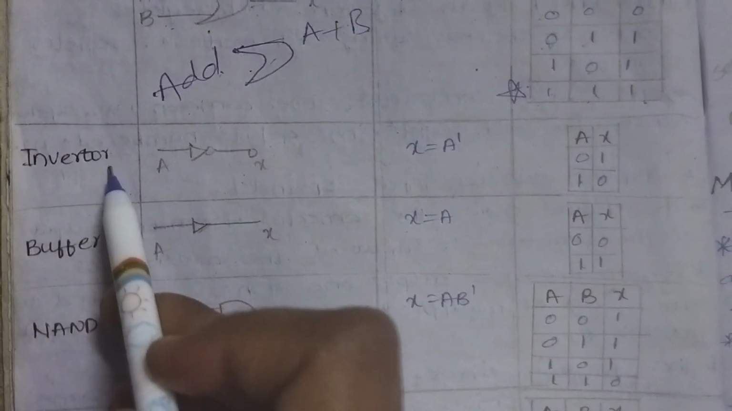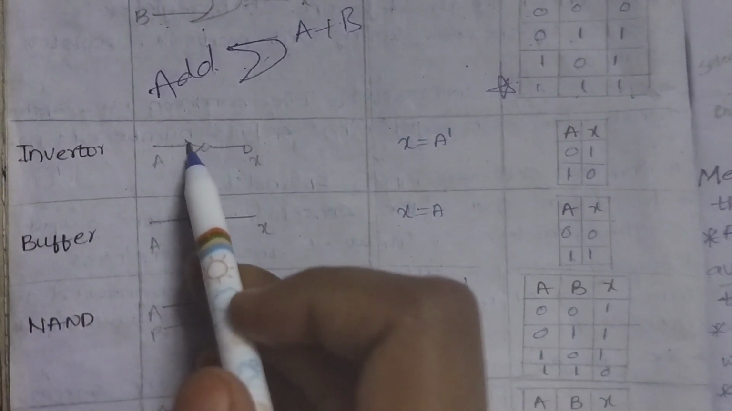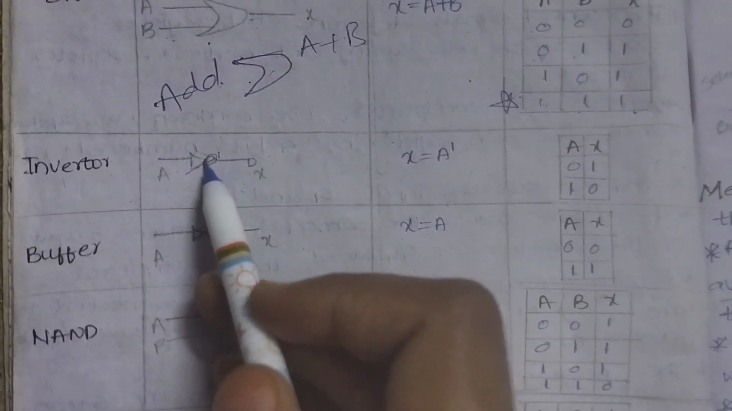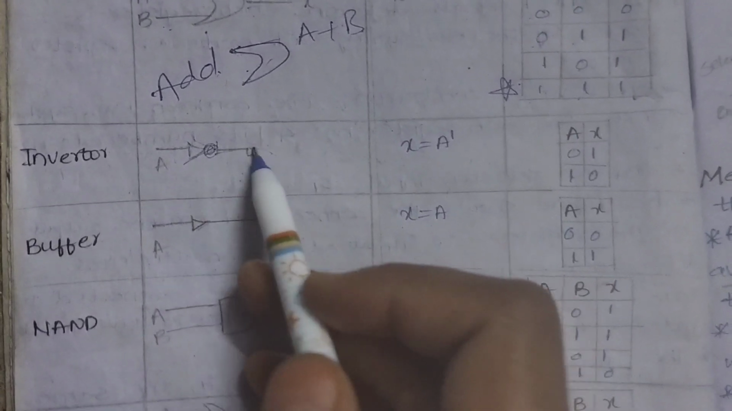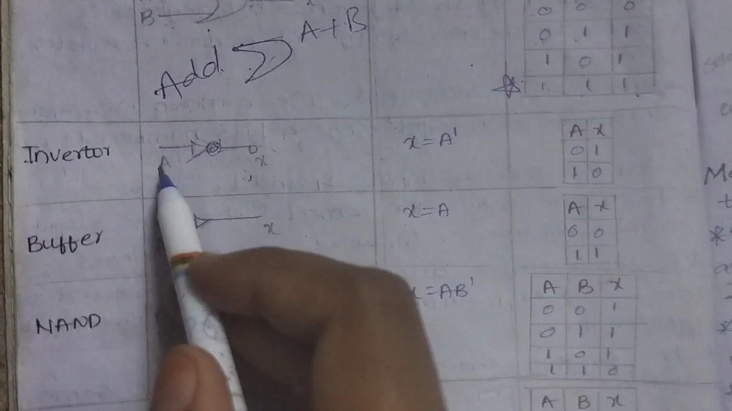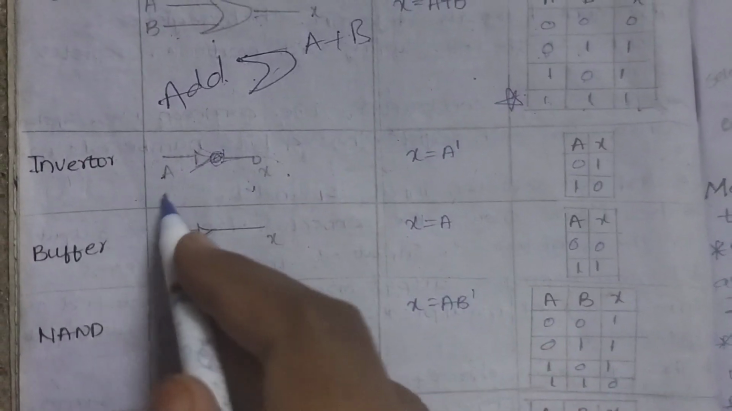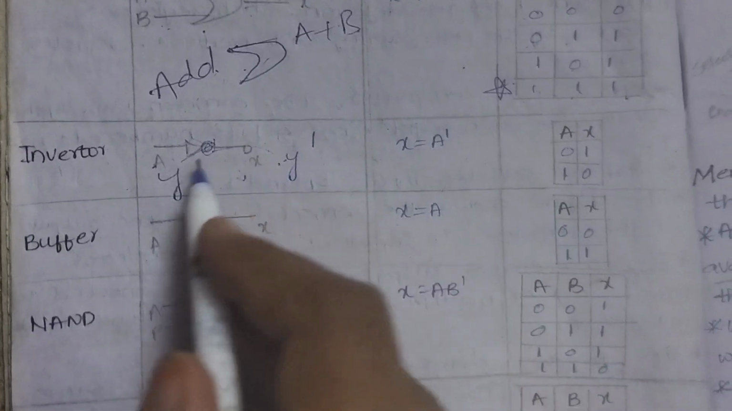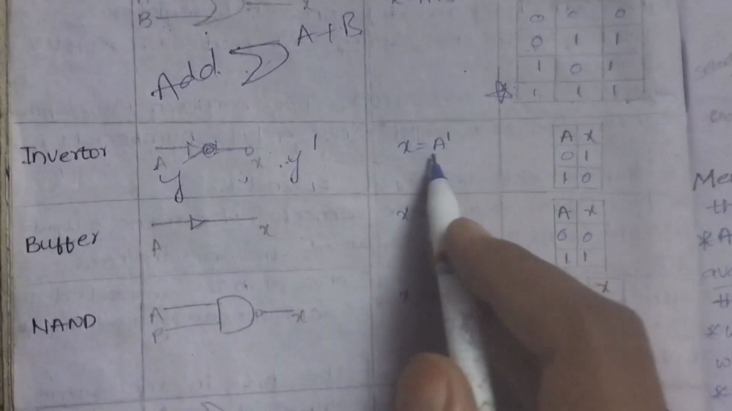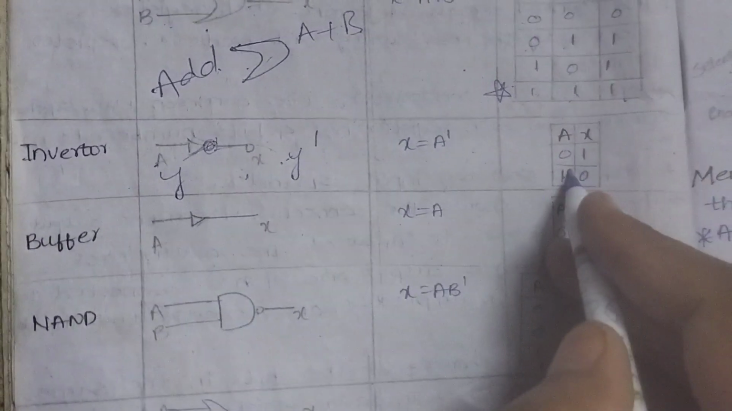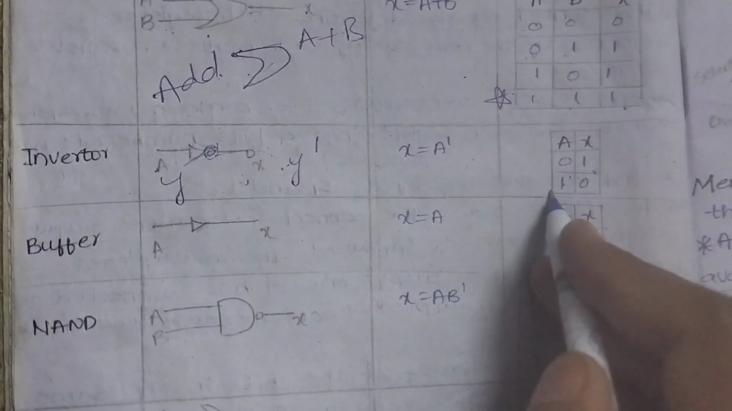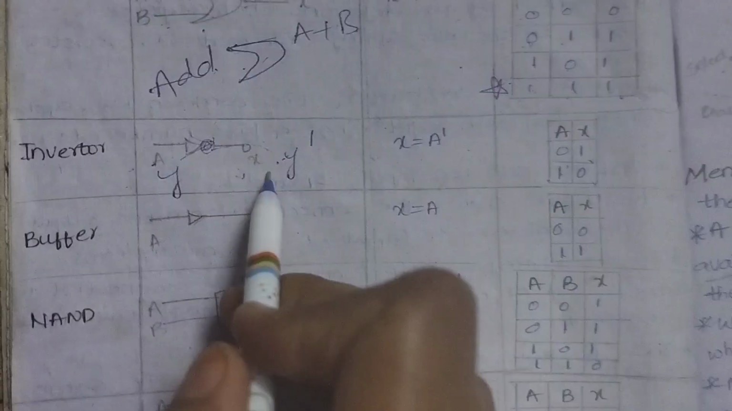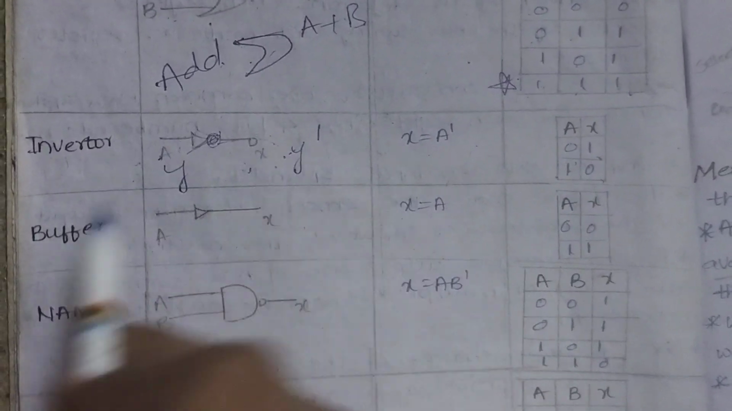The third type is the inverter. It is represented with one input and a triangle shape. It is represented with a bubble and it will produce one output. When we give A, it becomes A dash. When we give Y, it becomes Y dash. It gives the opposite of the input value. X equals A dash. 0 given means it will produce 1. 1 given means 0. It produces the opposite value for the given input.